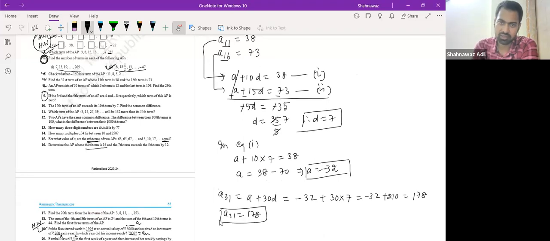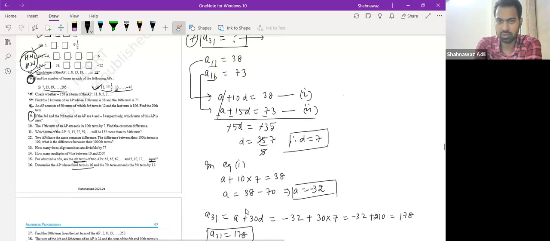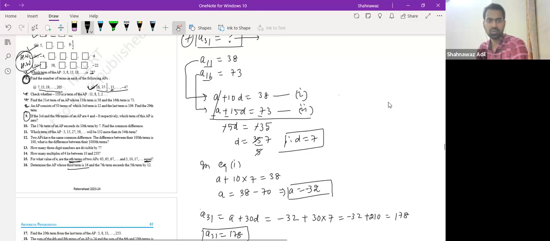Is that clear, guys? Yes, sir. Yeah. So quickly note it down, and then we will move on. Then, eighth question we did, right? No, we did the seventh question. So Abir will help us in solving the eighth question.